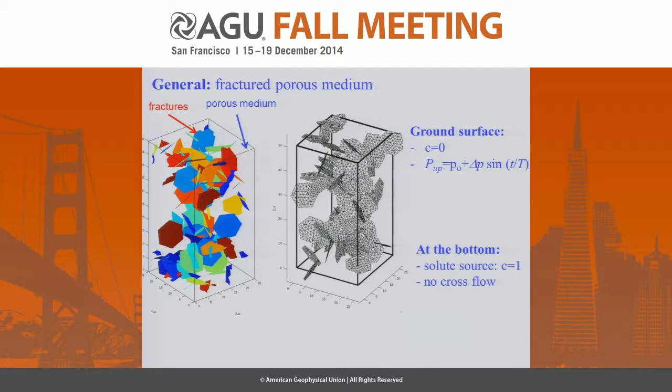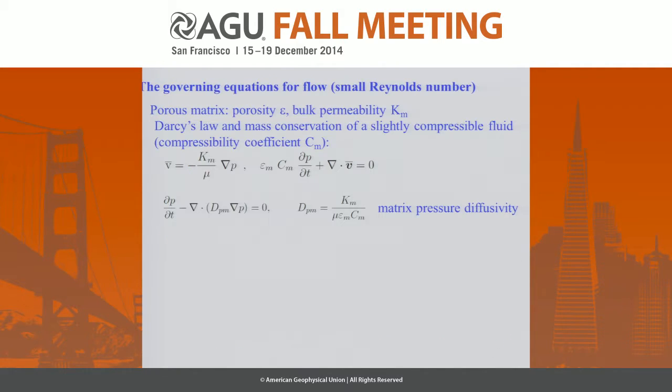Say the wind will sweep the concentration, will clean the air. And we have, for the time being, a variation of a pressure which is sinusoidal. And the objective is to calculate the flow and the concentration fields as a function of time.